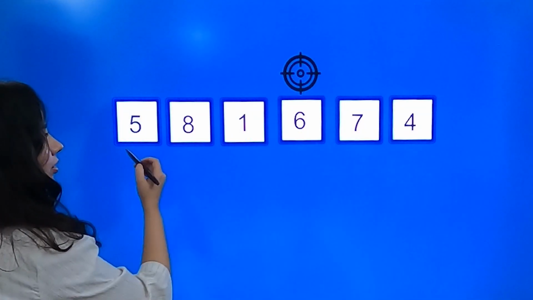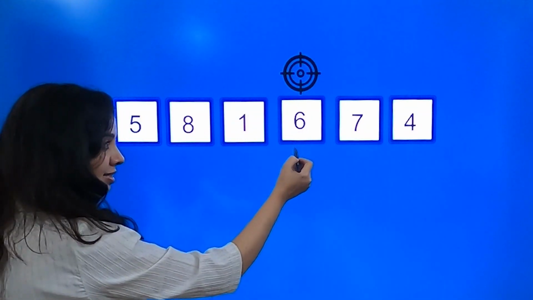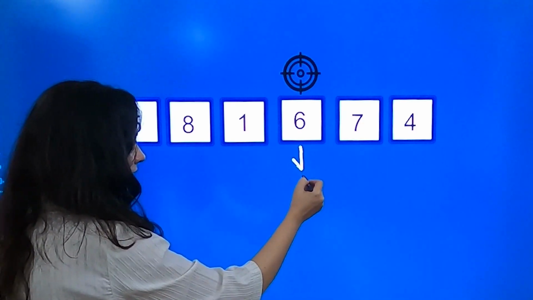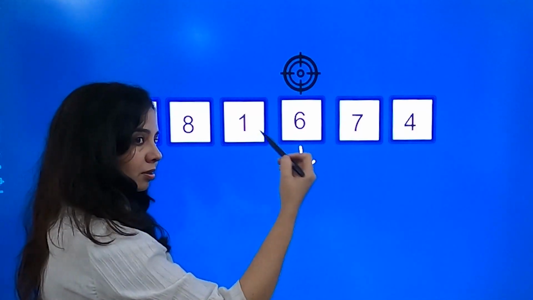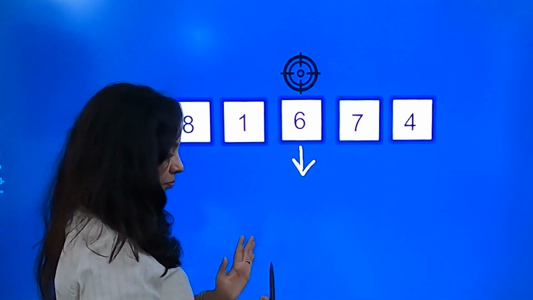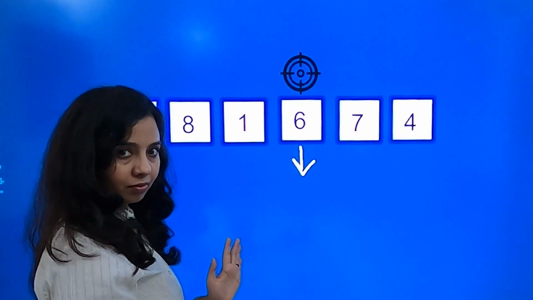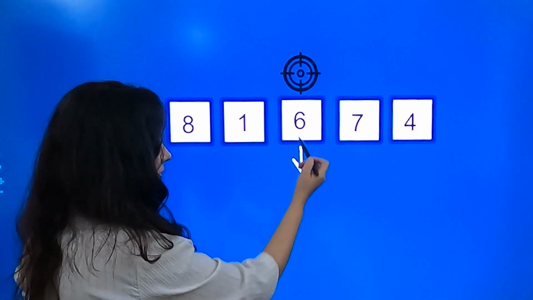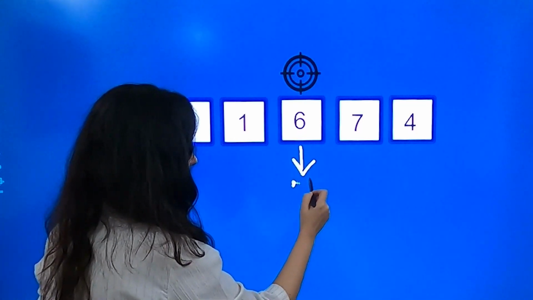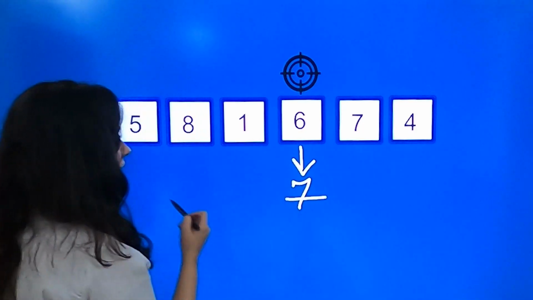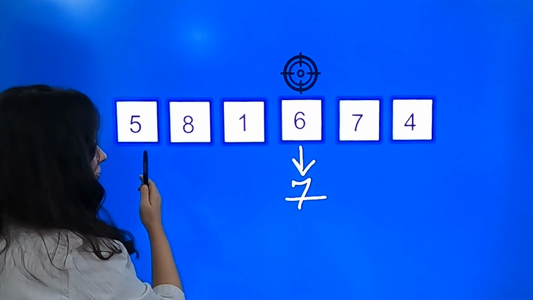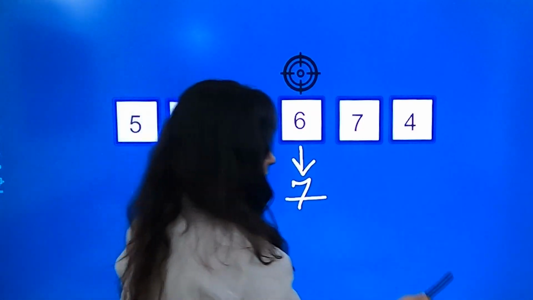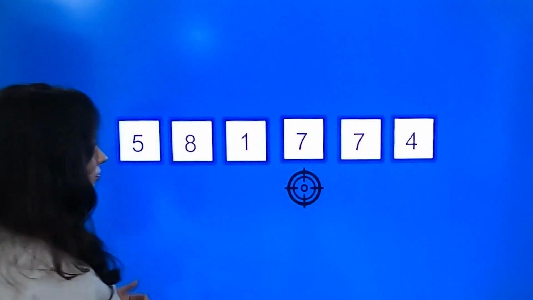Then this was my focus digit 6. It will be increased by 1 because 7 was more than 5. So this will be plus 1. This will become 7. Now after this step, my number will be 581774.